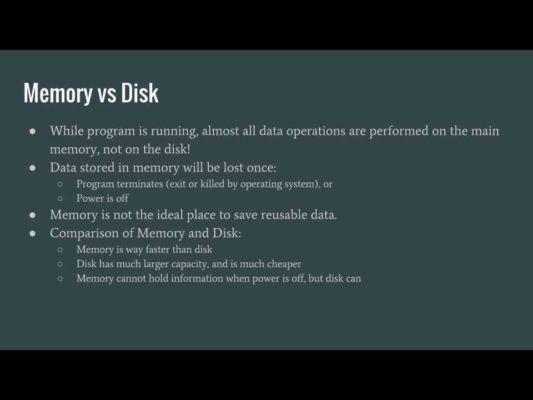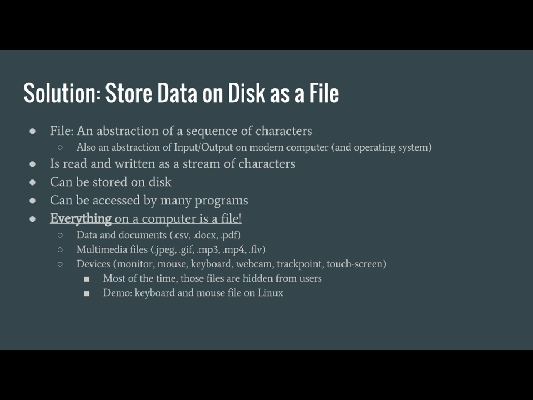Yeah, and on top of that, disk has larger capacity. Typical memory today is like 4 or 8 gigabytes, but for disk you can get almost 2 terabytes at a very low price. That's where we want to store things. However, how do we store data on disk? We need to store data as a file on disk.